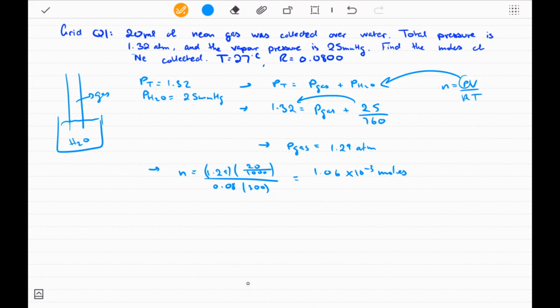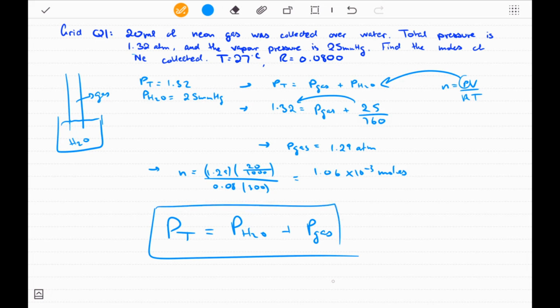The only thing you really need to keep in mind is this equation right here. The total pressure is the pressure of water plus the pressure of the gas. This question appears only once, but you should know how to solve it because it's fairly easy. The applications are always direct.